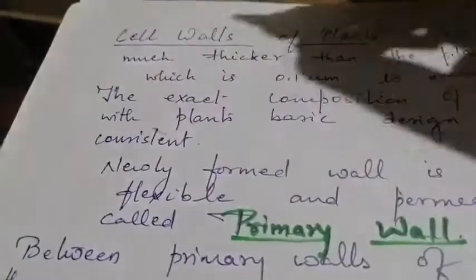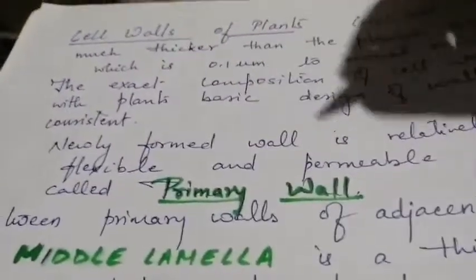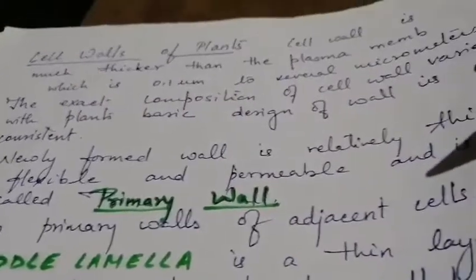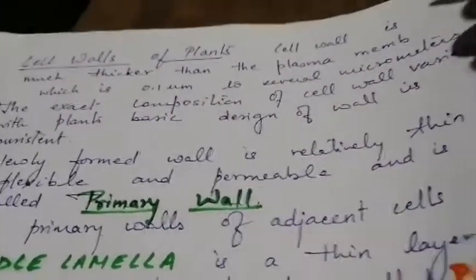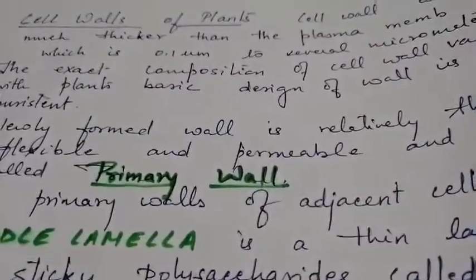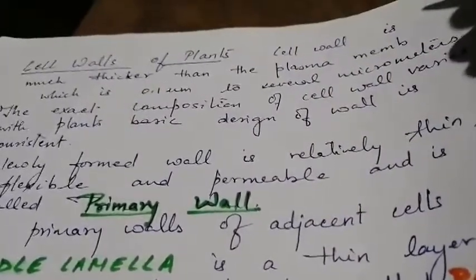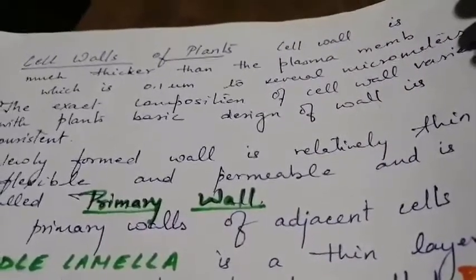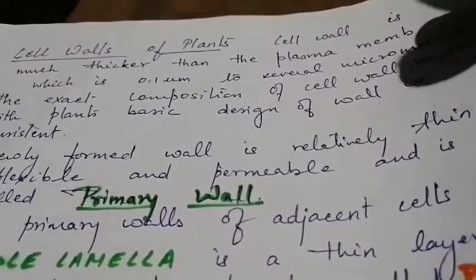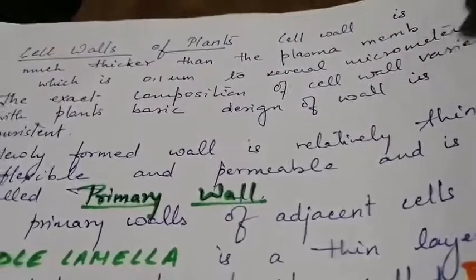Okay, so that is consistent. Now, when the cell wall is newly formed, it is thin, flexible and permeable, and it is called what? Primary wall. And between the two primary walls, now I'm showing you here a diagram.